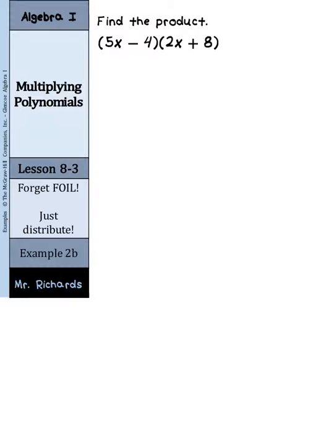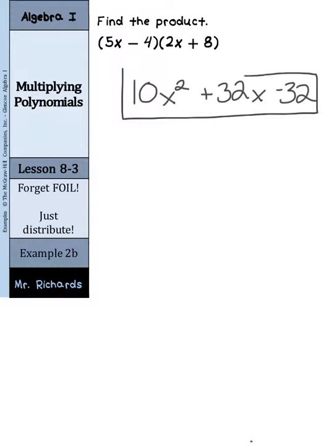Just like example 1b, go ahead, try this example on your own, pause the video right now so that you can try this before I reveal the answer. All right, time to reveal the answer. The answer is 10x squared plus 32x minus 32. So once again, if you got this correct, go ahead and skip on to the next example.